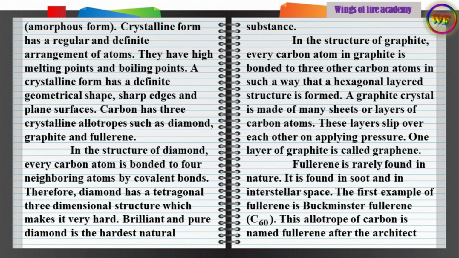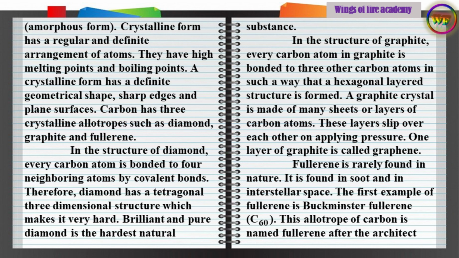In the structure of graphite, every carbon atom in graphite is bonded to 3 other carbon atoms in such a way that a hexagonal layered structure is formed. A graphite crystal is made of many sheets or layers of carbon atoms. These layers slip over each other on applying pressure. One layer of graphite is called graphene.